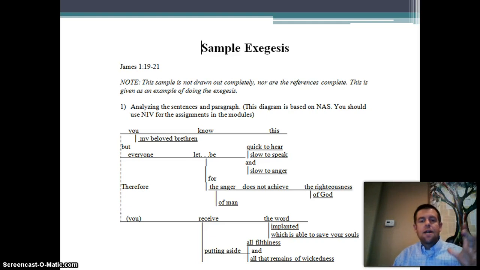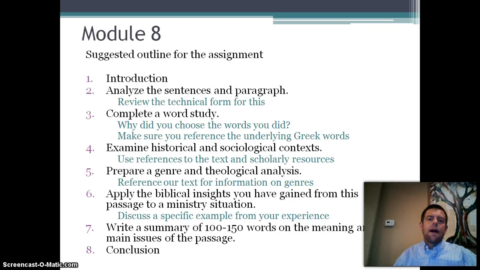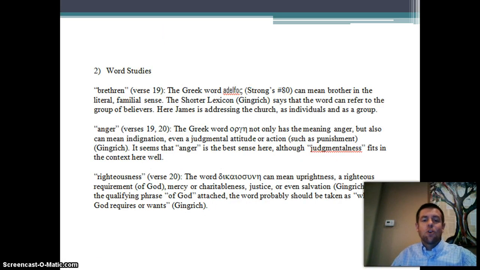So your assignment should look like this. If you can do it in Word, great. If you want to get out a piece of paper and draw this and scan it or take a picture of it and then insert an image into your assignment, that's fine too. Don't get caught up on the technology, but it should look something like this. After you're done with that, you're going to need to do a word study. Provide a brief explanation. Why did you choose the words that you did? And I think probably 3 to 5 words would be sufficient for an assignment like this, but do them in depth. And make sure that you provide the underlying reference for the Greek.